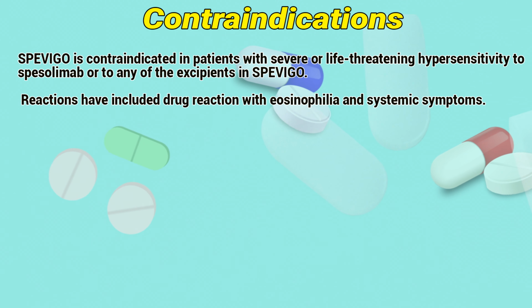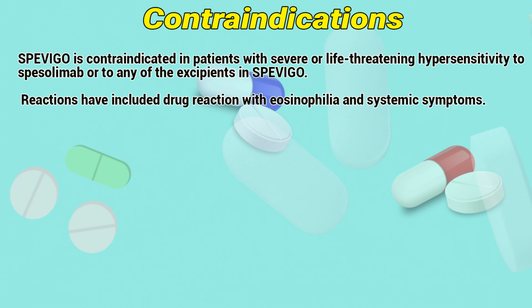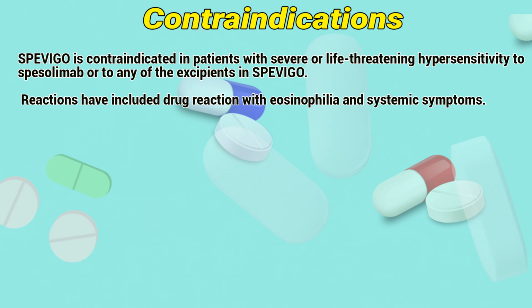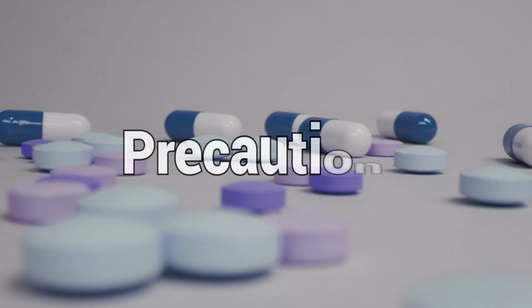Contraindications. Spevigo is contraindicated in patients with severe or life-threatening hypersensitivity to Spesolimab or to any of the excipients in Spevigo. Reactions have included drug reaction with eosinophilia and systemic symptoms.